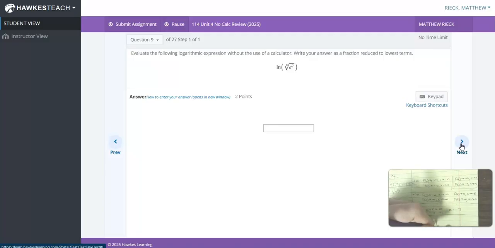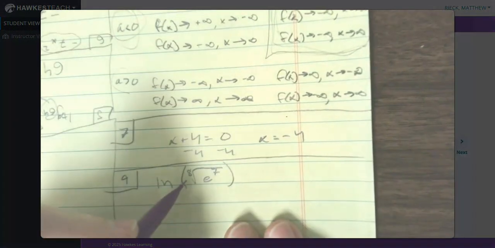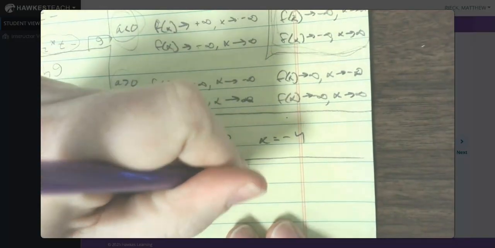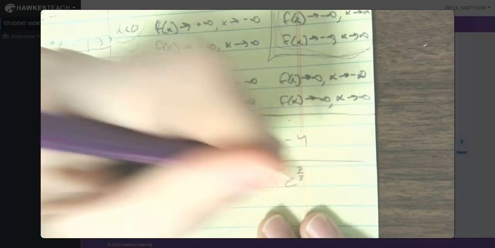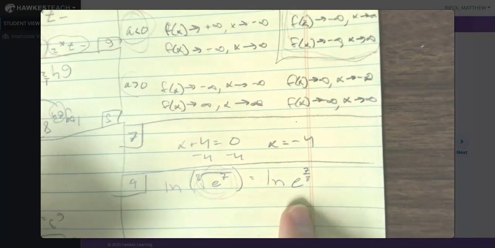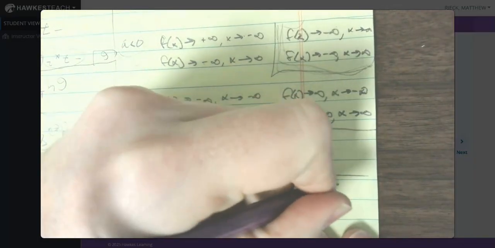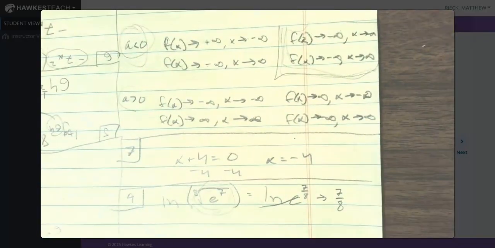So the natural log of the 8th root of e to the 7. I'm just going to rewrite this with fractional exponents. So we have the natural log of e to the 7/8. Again, we have the natural log of e raised to a number, so the natural log and e cancel out. We're just going to have 7/8.